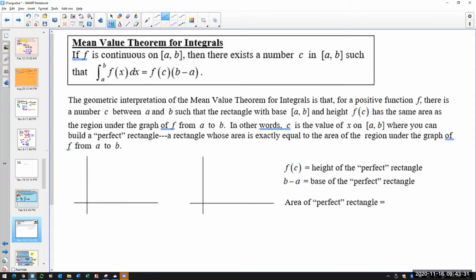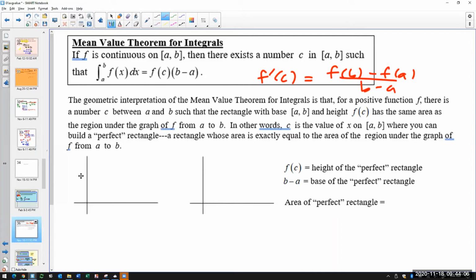So remember with mean value, we said there's some number where the derivative is equal to the slope of a secant line. It isn't always true, but if the function is differentiable on the open interval and continuous on the closed interval, there's always one number where this is true. And so for average value, what we're saying is there is some number c where the area under the curve is equal to a rectangular area.